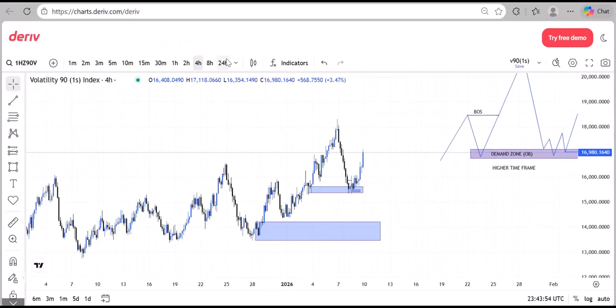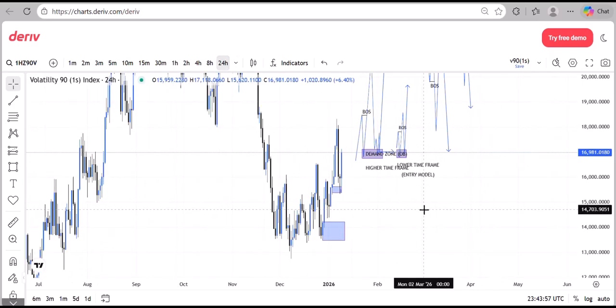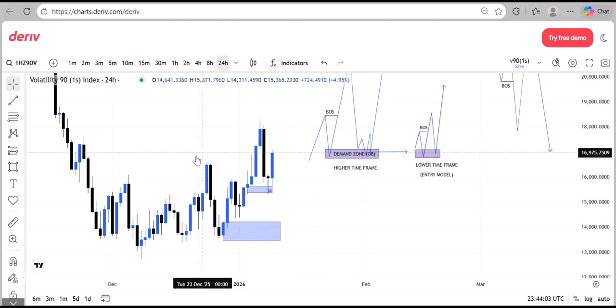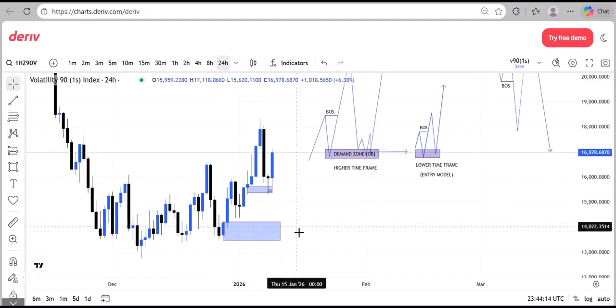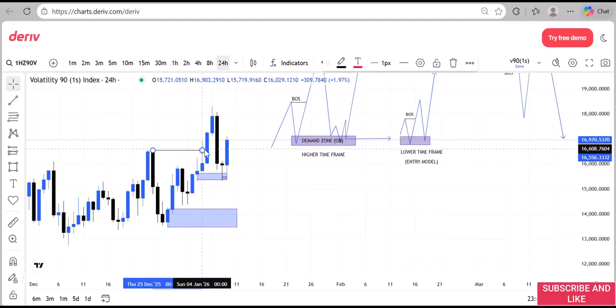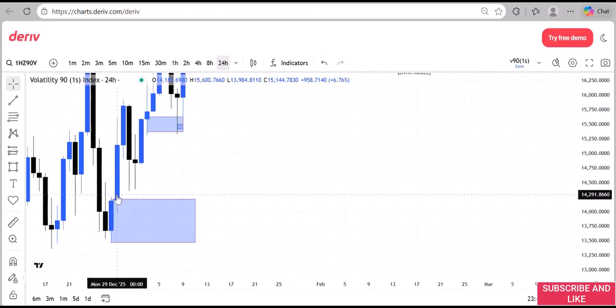First of all, let's start from the daily time frame. In the daily time frame, we see that the market was in an uptrend, making a series of higher highs and higher lows. So what did we see here? We saw a break of structure to the upside. After the break of structure, this is the zone that caused the break of structure. So we were waiting for price to come into the zone, and then we saw a fair value gap.